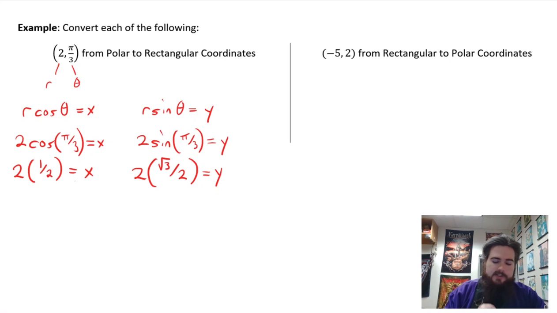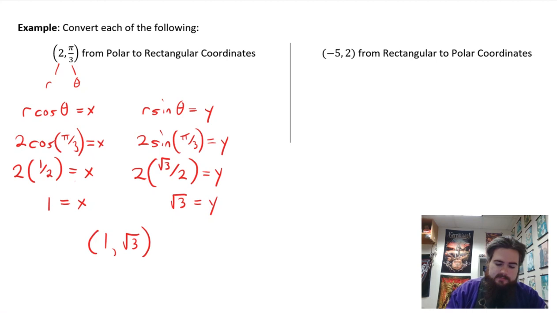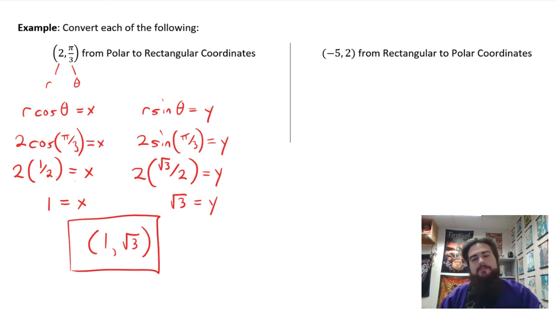Multiply accordingly. 2 times 1/2 would give me just 1. And 2 times square root of 3 divided by 2 will just give me square root of 3. Meaning I now have my coordinates in rectangular as (1, square root of 3). That would be my answer there.